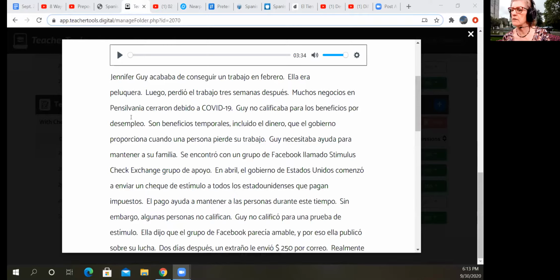So the third sentence: luego, periodo. Luego perdió el trabajo 3 semanas después. Later, she lost her job 3 weeks afterwards. Yeah, it seems a little redundant, doesn't it? Or sometimes luego gets a translation of then. Then she lost her job 3 weeks later.